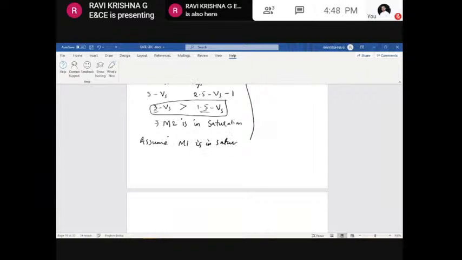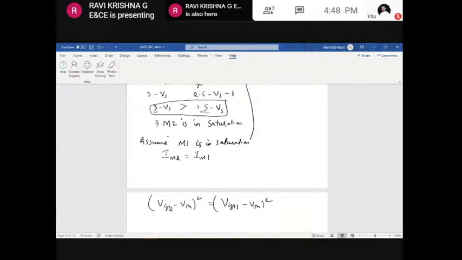If we assume M1 is operating in the saturation region, we can neglect mu, C naught x, and W by L, because the drain current flowing through the transistor M2 will be equal to the current flowing through the transistor M1. If I equate both the terms, for the drain current of M2 it will be VGS of transistor 2 minus VTH whole square, equal to VGS of transistor 1 minus VTH whole square.